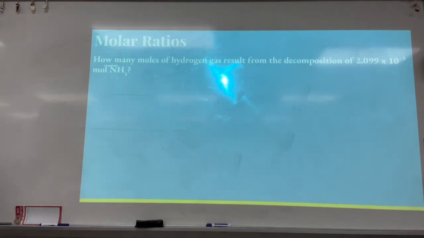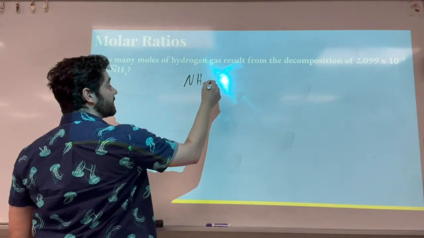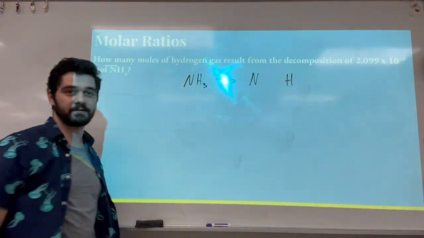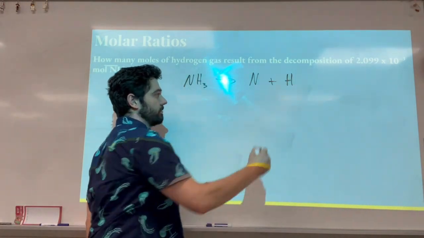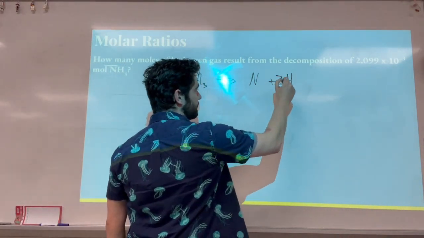It'll be N plus H on the other side. If we're decomposing, that means we're breaking it down into our elements. So would it be N plus 3? Because it needs to be balanced. Okay, it needs to be balanced.